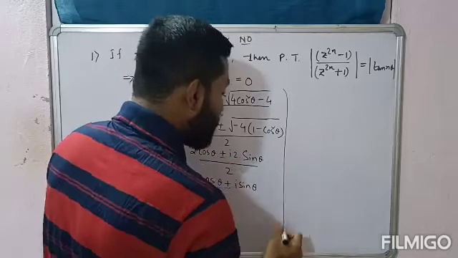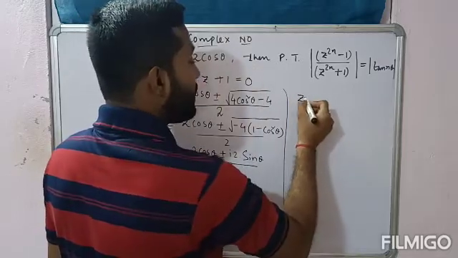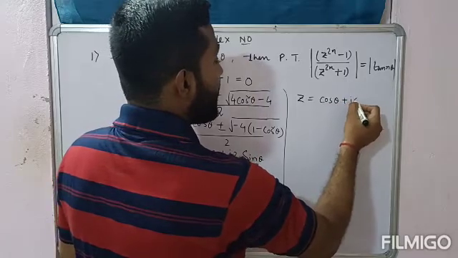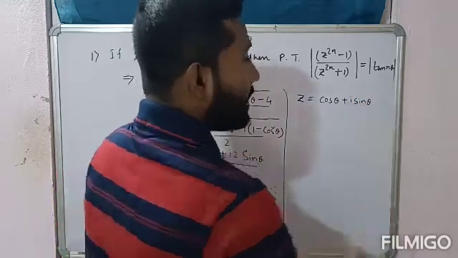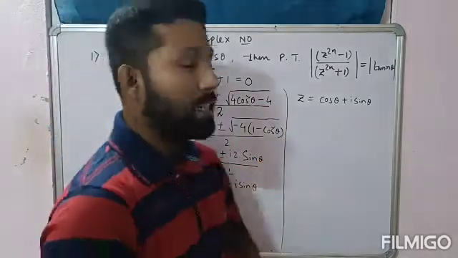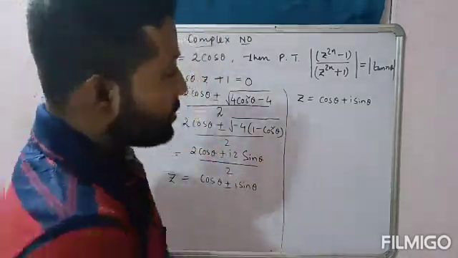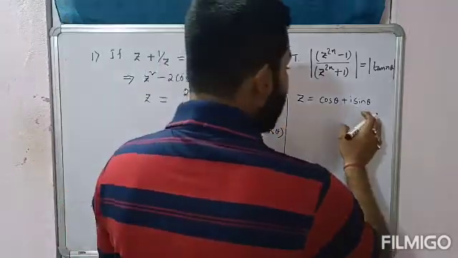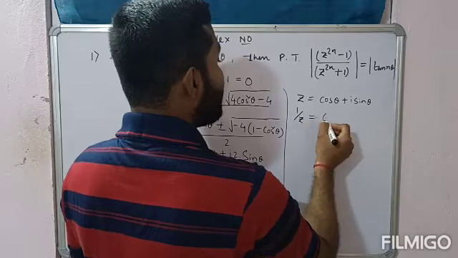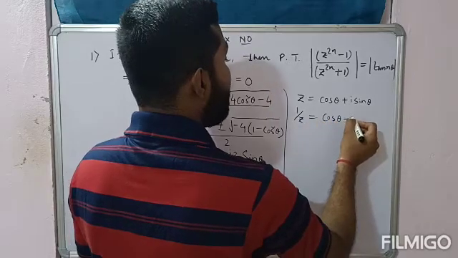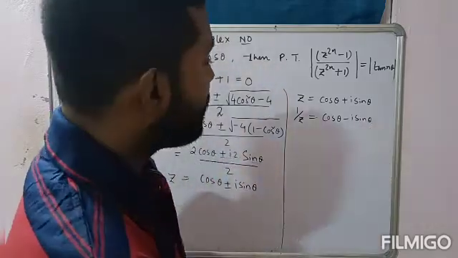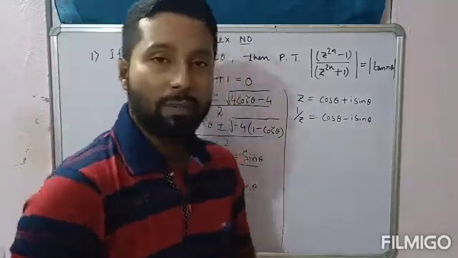So if we take the positive sign, then z is equal to cos theta plus i sin theta. If we take the positive sign, then the value of z will be cos theta plus i sin theta. So if z is cos theta plus i sin theta, then what will be the value of 1 by z? 1 by z will be cos theta minus i sin theta. But what is the use? Why do we need to find out this 1 by z?